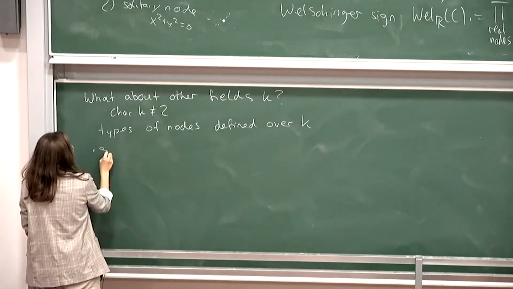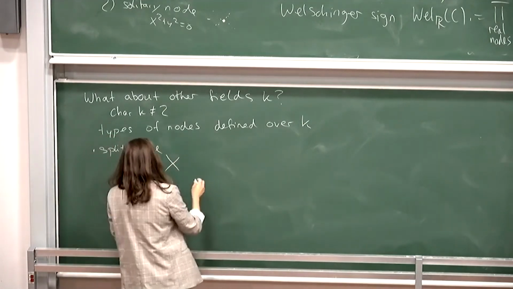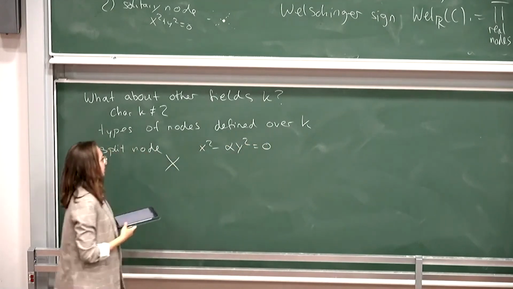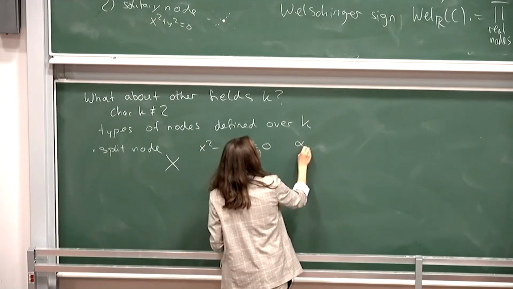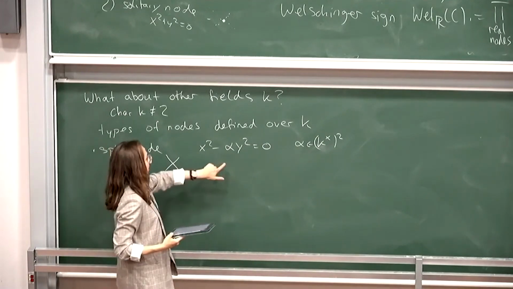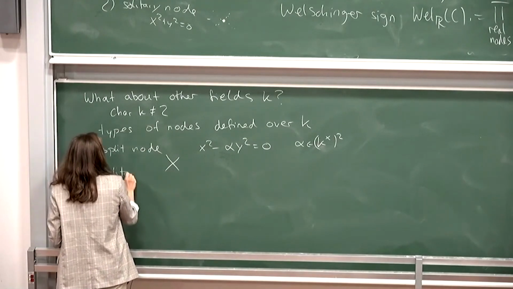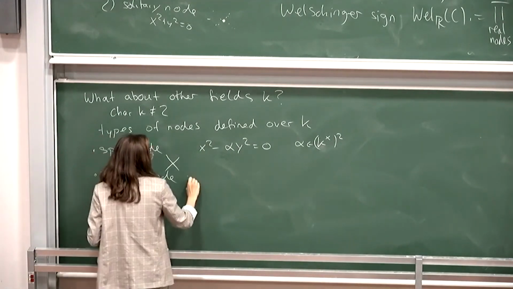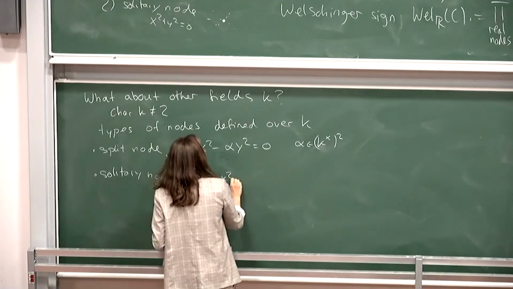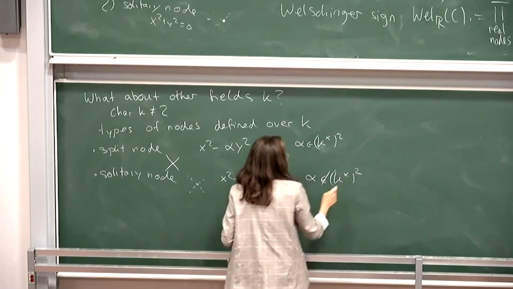So here there's also the split node, this picture. Let me write the equation as follows: I take x squared minus alpha y squared equal to 0. Let's assume this is the local equation for some alpha a square. So alpha shouldn't be 0, and it's a square, because then this equation splits into two linear factors. And the solitary node, where I have two conjugate branches, and I take the same equation, but now alpha is not a square, so this equation doesn't split.